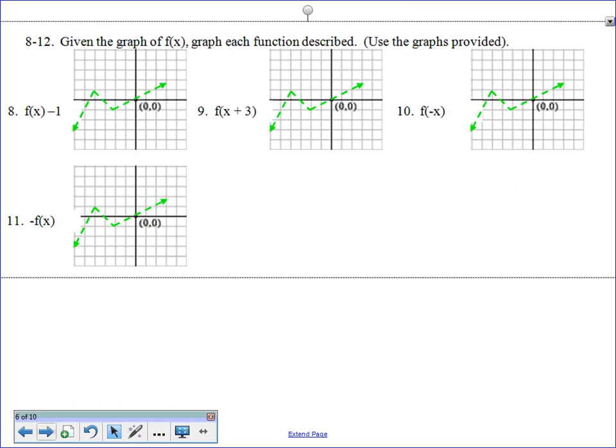All right, so this is to see if we really understand how function transformations work. So in number 8, minus 1 outside the function means shift all the points down 1.